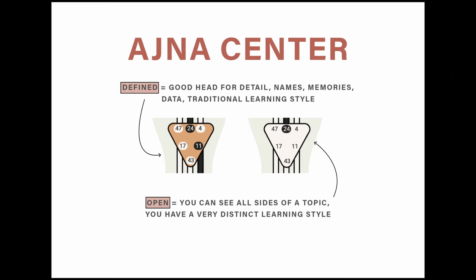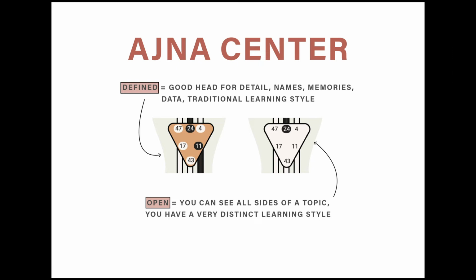If we look at the Ajna, what we would call the third eye, it covers this aspect of the face. The Ajna is about the head of details. It's looking at names, memory, data, learning style. If it's defined, it's a bit like having a hard drive plugged into the computer. Everything gets backed up onto it. If it's open, it allows you to see many different sides of a topic. It allows you to take something and turn it around. It also has a very distinct learning style.